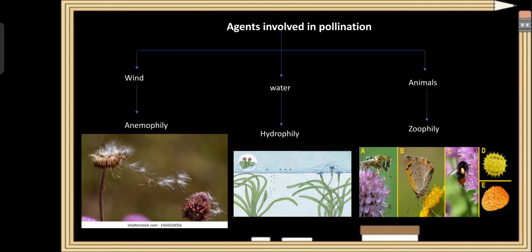So what is anemophily? When wind acts as the agent in bringing the pollination, it is said to be anemophily. So what is hydrophily? If the water acts as the agent that brings the pollination in the aquatic plants, it is said to be hydrophily. If the animals bring the act of pollination, it is said to be zoophily. Now we'll study the nature of the flower, which always favors the wind for the pollination.